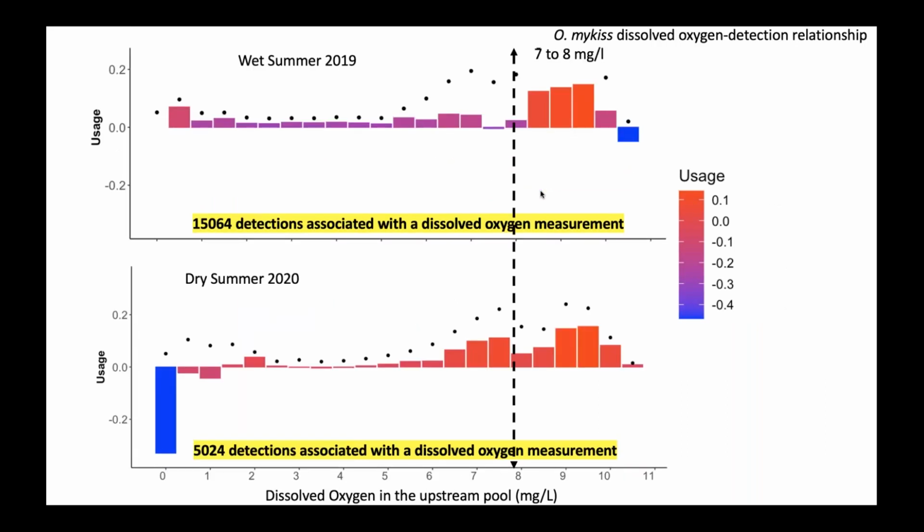So we used the same variable here to look at movement associated with dissolved oxygen. And we saw, again, an interesting, somewhat similar pattern in when fish moved relative to different oxygen values. Again, you see an increase in movement with dissolved oxygen associated with 6, 7, and 8 milligrams per liter in both the wet and dry summers.